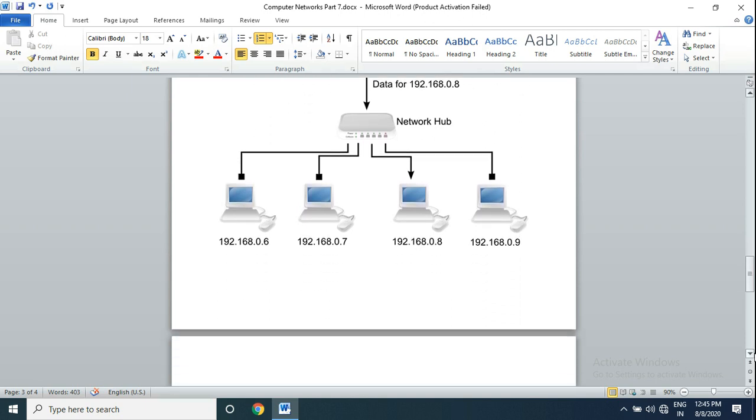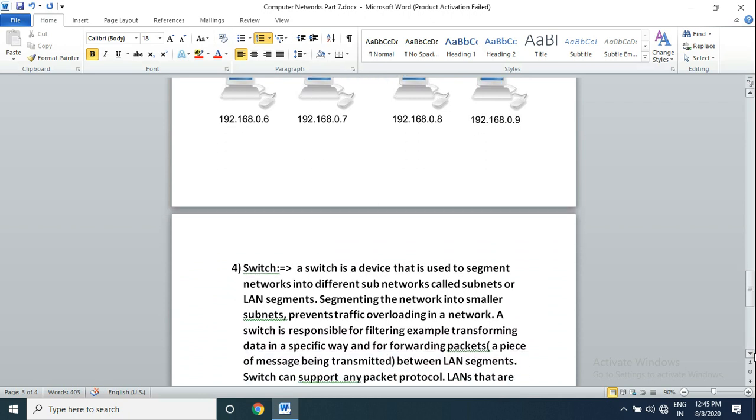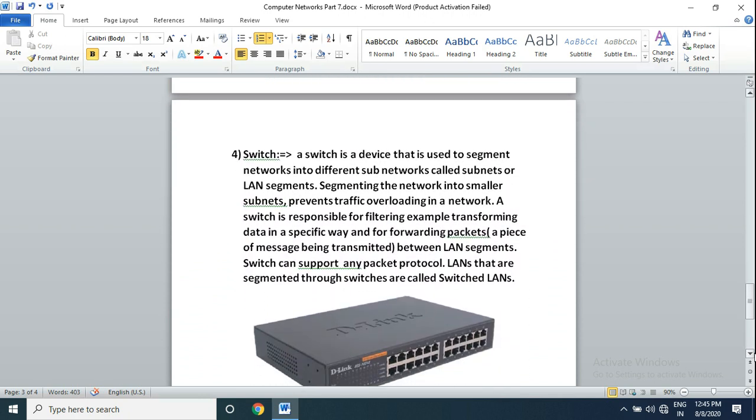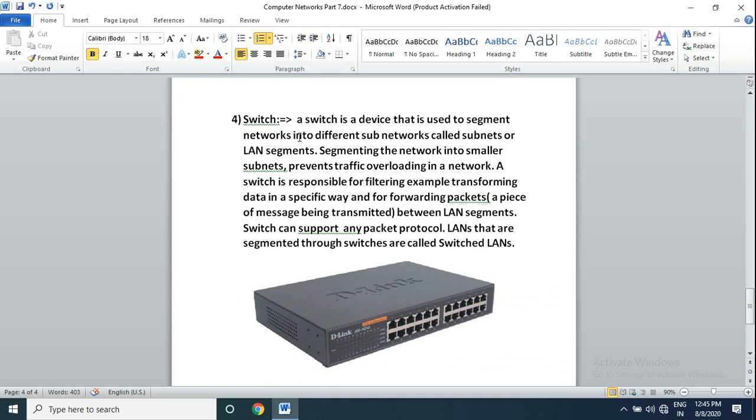Our fourth device is the switch. A switch is a device that is used to segment networks into different subnetworks called subnets or LAN segments. Segmenting the network into smaller subnets prevents traffic overloading in a network. A switch is responsible for filtering, for example transforming data in a specific way, and forwarding packets between LAN segments. A switch can support any packet protocol. LANs that are segmented through switches are called switched LANs.